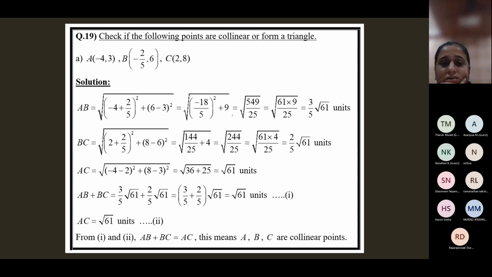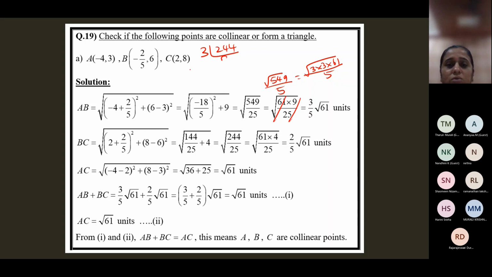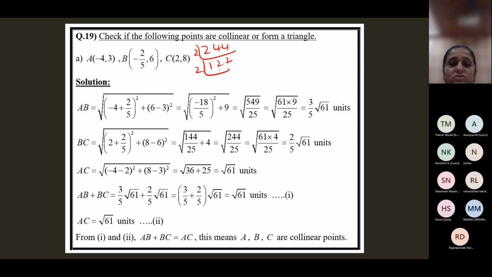As I wrote earlier, root of 549 by 25 is nothing but root of 9 into 61 by 5. When you know the tables, you can write 549 as 9 times 61. Otherwise, what did I do earlier? 3 into 3 into 61 by 5, so that's nothing but 3 by 5 root 61. Same thing here for 244. When you find the prime factors, it's not divisible by 3, so 2 into 2 into 61. See here, 2 root 61.